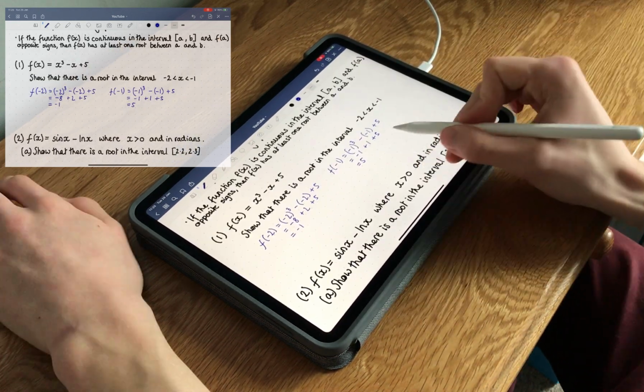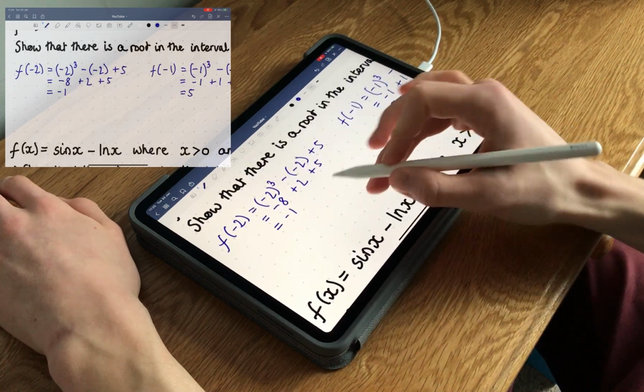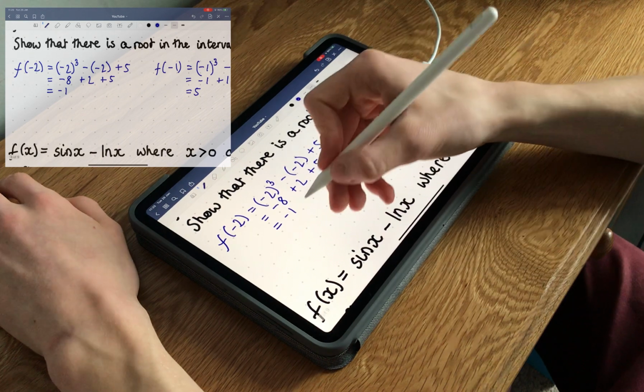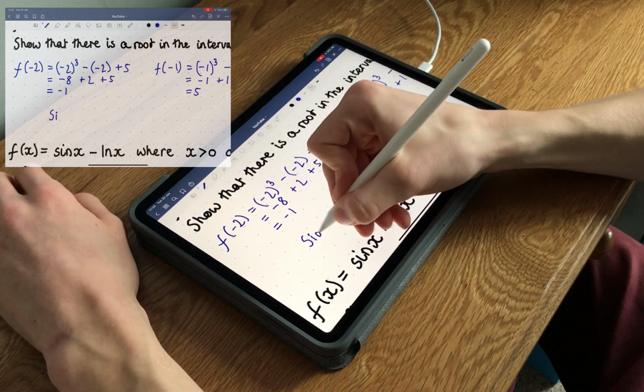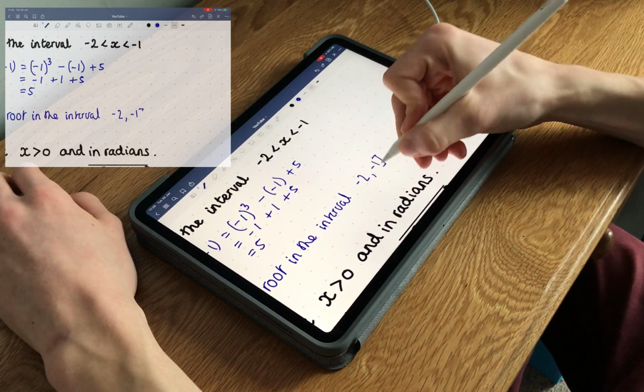Now, that's essentially it. We've got a sign change between -2 and -1, meaning that there is a root within the interval -2, -1. So all we have to do to answer that question is say the sign change implies a root in the interval -2, -1.